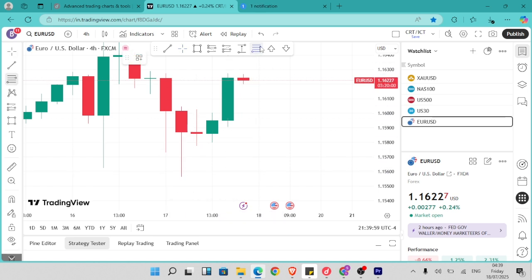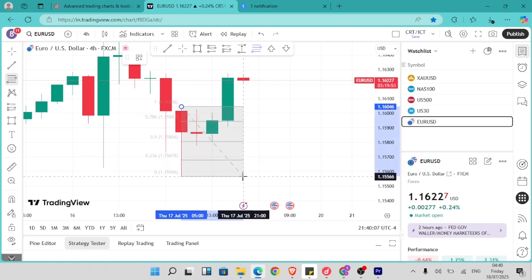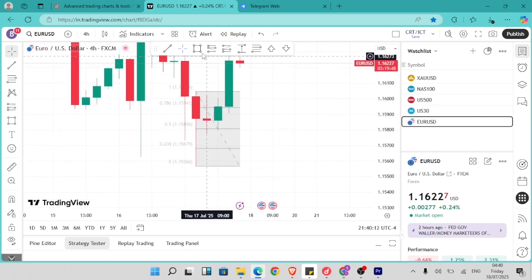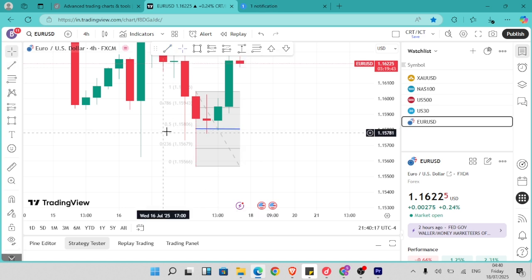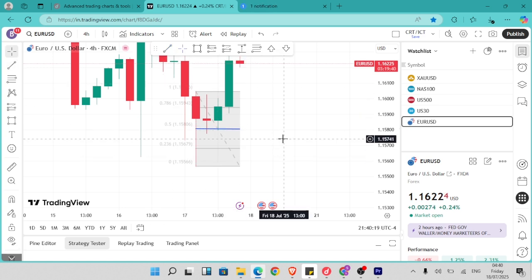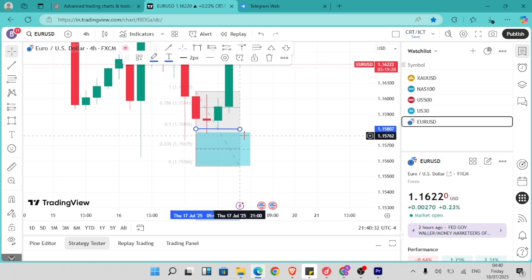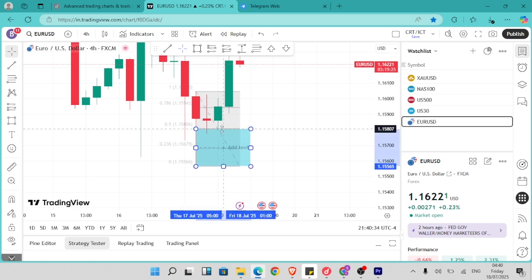If you are an ICT trader, you know what a dealing range is. So I'll mark the high to the low of this, and then find the midpoint of this right there. You can see that midpoint, the 0.5 of this dealing range, and then this becomes our discount. Okay, so I just delete this. So this becomes our discount.